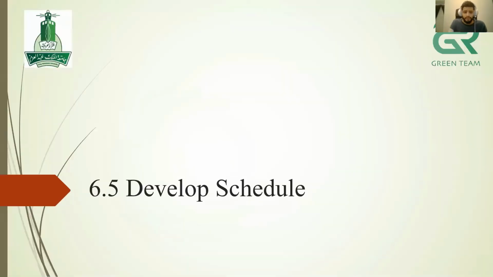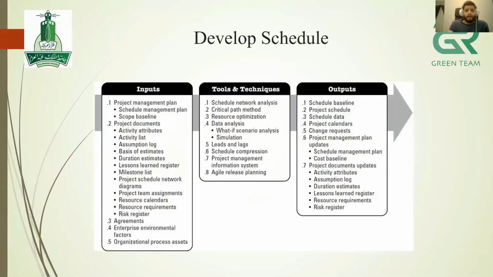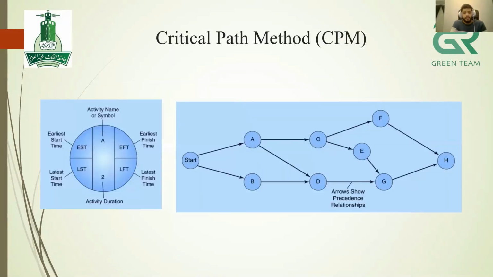Develop schedule. It has inputs: project management plan, project documents, agreements, EEF and OPA. The tools and techniques will be schedule network analysis, critical path method, and so on. The outputs will be schedule baseline, project schedule data, project calendar, change requests, project management plan updates, and project document updates. Here's the critical path.